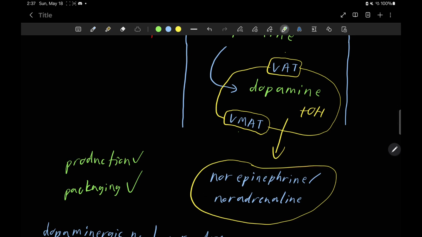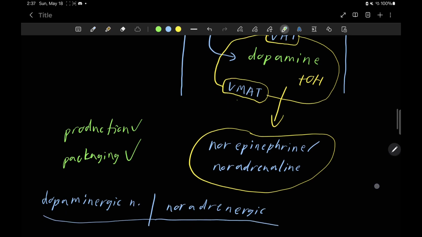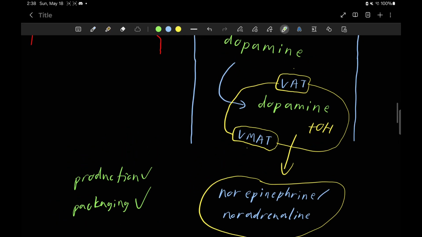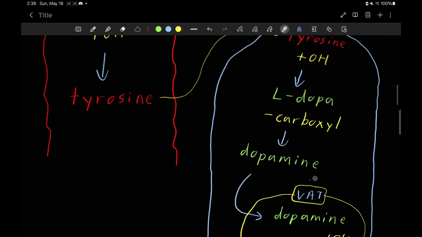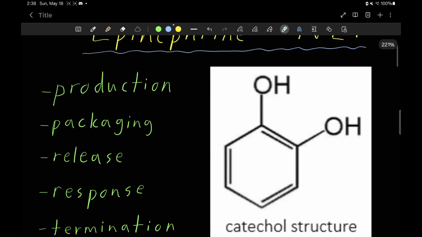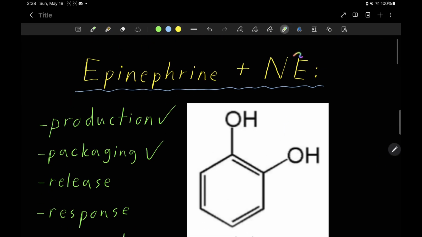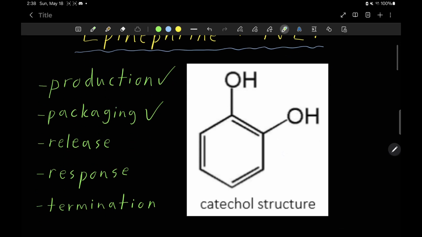So really it depends on the type of neuron, and the different types of neurons can store different types of messenger molecules, and then when they're released, they can go off and do different responses. But that's how norepinephrine or noradrenaline gets produced and packaged. So that covers the first two steps for noradrenaline. Now let's look at how noradrenaline gets released out of the neuron.